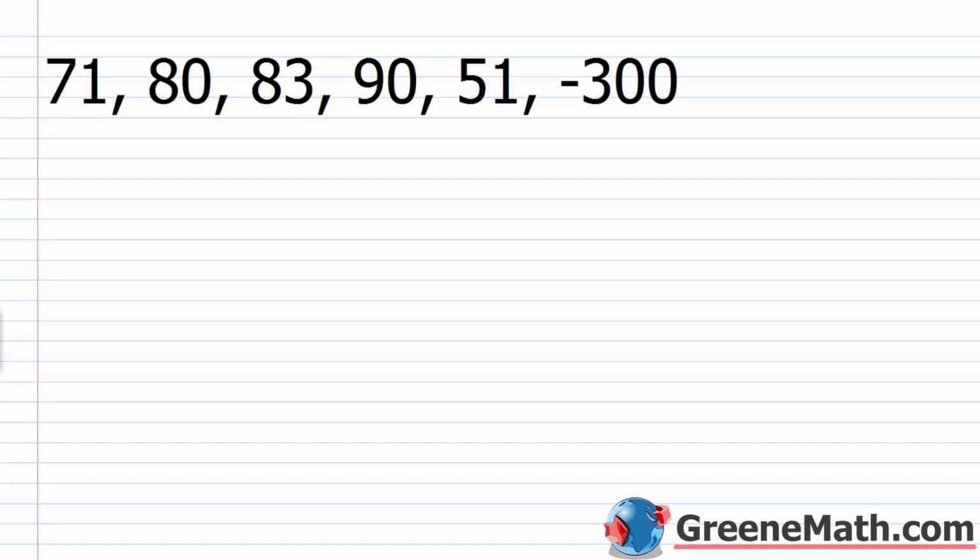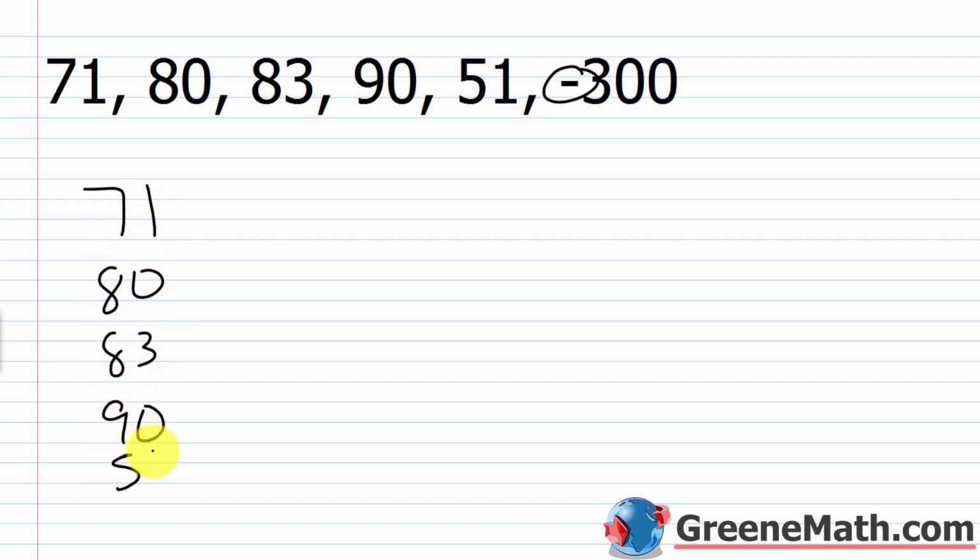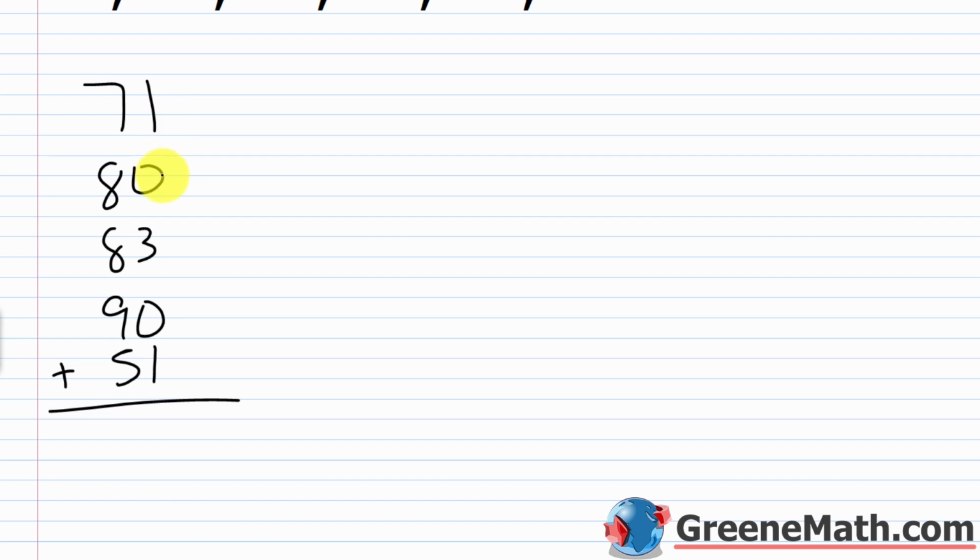We have 71, 80, 83, 90, 51, and negative 300. So again, if you have a negative involved, just kind of leave that off to the side. We're going to find the sum for 71, 80, 83, 90, and 51. 1 plus 0 is 1, plus 3 is 4, plus 0 is still 4, plus 1 is 5. 7 plus 8 is 15, plus 8 again is 23, plus 9 is 32, plus 5 is 37. So you're going to get 375 there.